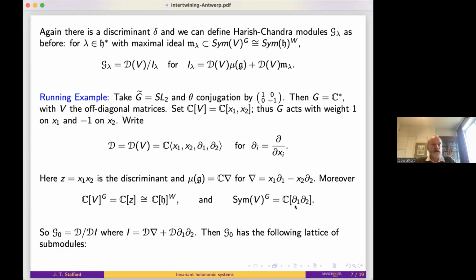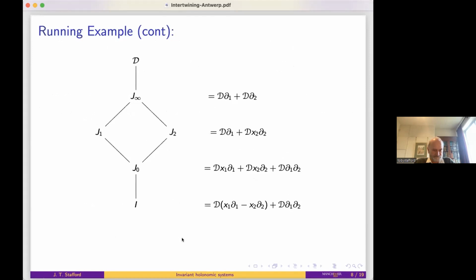So now we want to look at these G lambdas. In fact, I'll just look at the G0. So that's the module where I take my ring of differential operators and I factor out the left ideal generated by nabla, the derivation, and partial 1, partial 2. So I can describe completely the lattice of submodules, and it looks like this. So I'll describe it in terms of left ideals of D containing I. So remember, I is generated by the image of the Lie algebra and D1, D2, partial 1, partial 2.